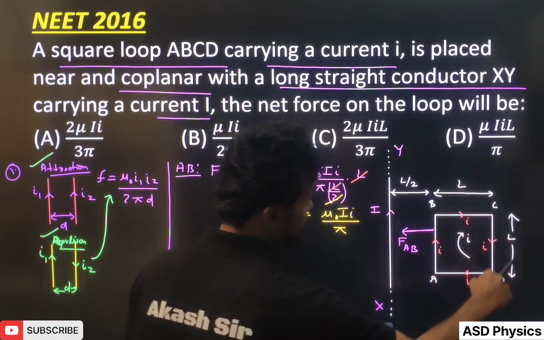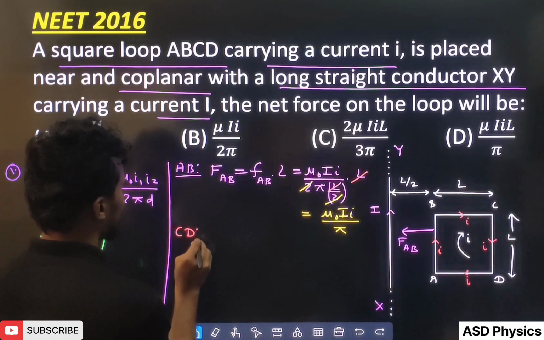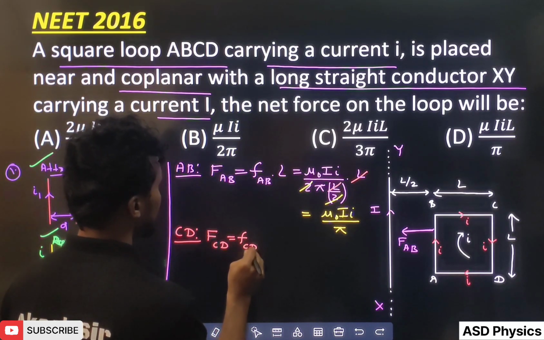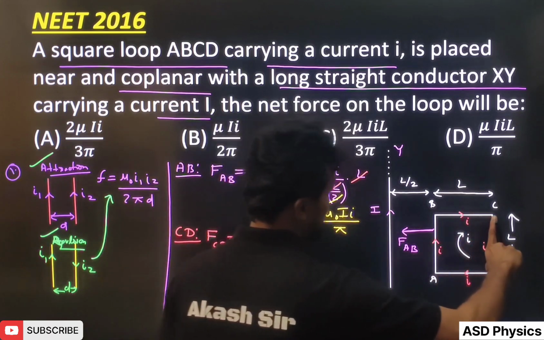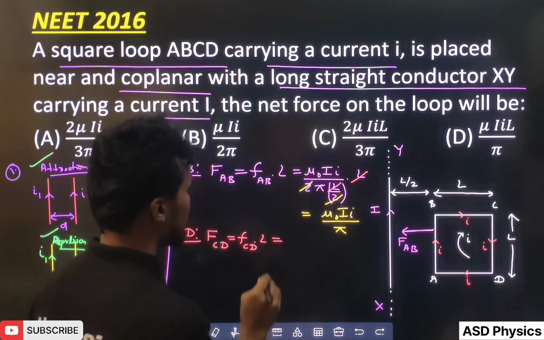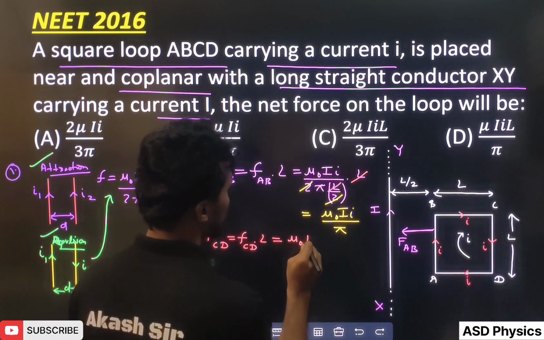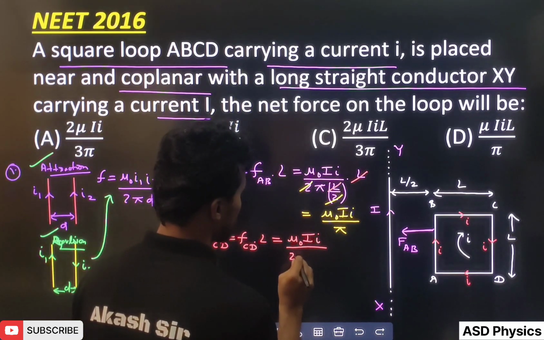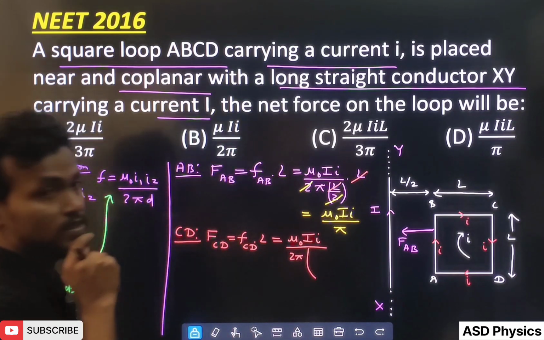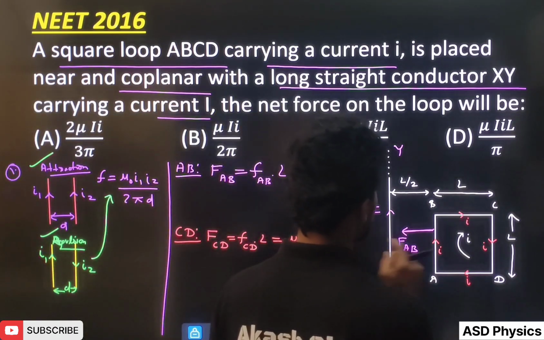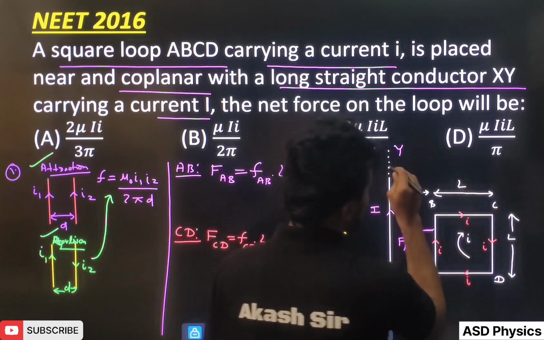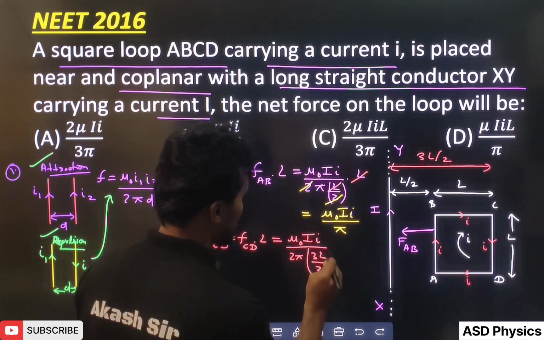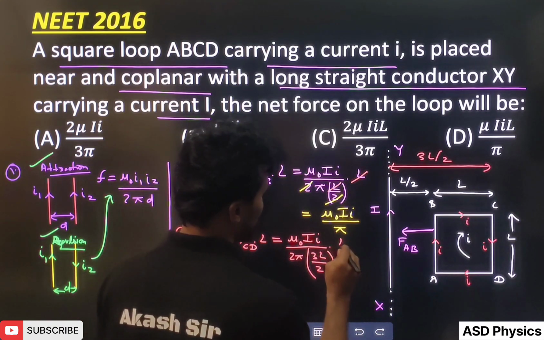Now I have taken section CD. The force on section CD is again force per unit length into the length, this length L. So FCD will be how much? Again, using the same formula, mu naught I by 2 pi, and can you guess how much the distance is? See please, this is L by 2, this is L, so the total is L plus L by 2, which is 3L by 2. And the length of the conductor is L.